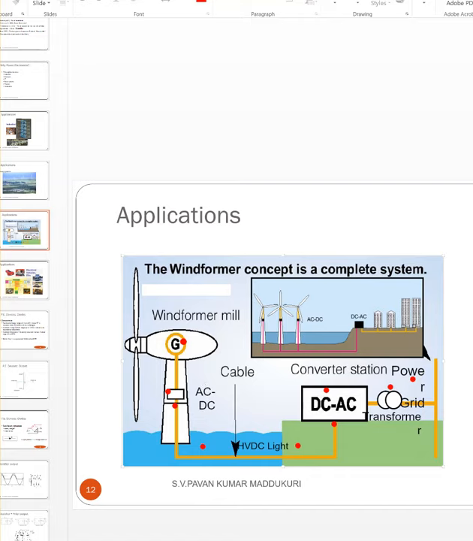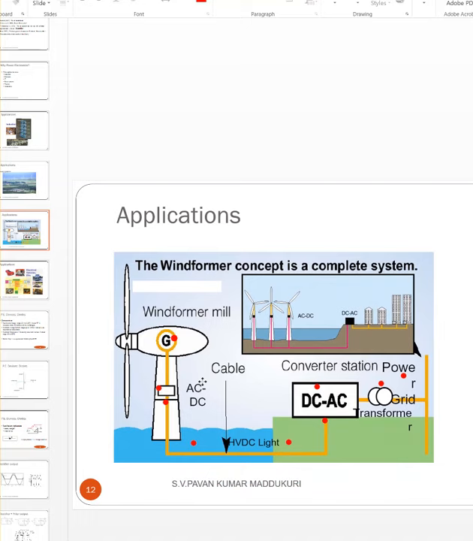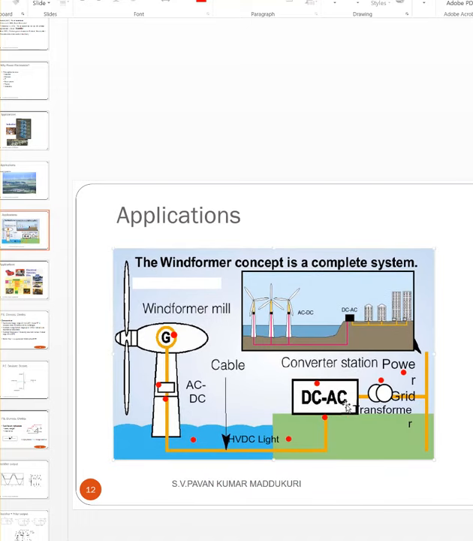So they use an AC to DC converter, and again that DC is converted into AC by using an inverter. So when we say AC to DC, that's called a converter, and DC to AC, that's called an inverter. There are lots of power electronics components involved there to convert AC to DC and DC to AC again, and at the end the output is going to be AC.